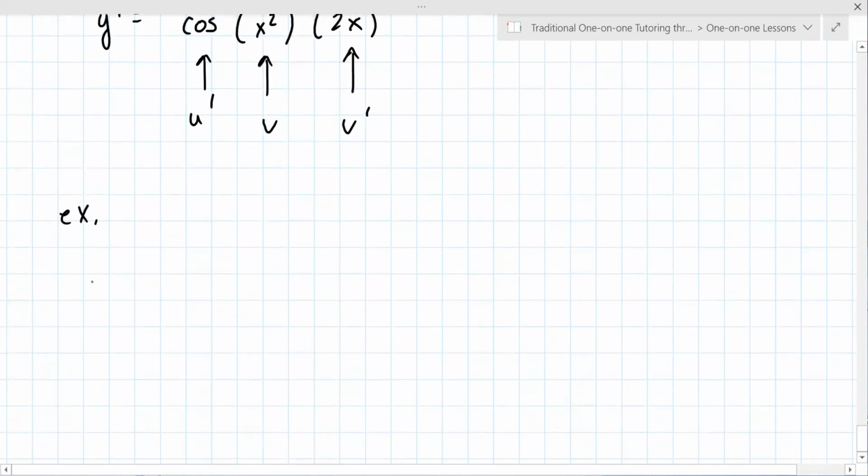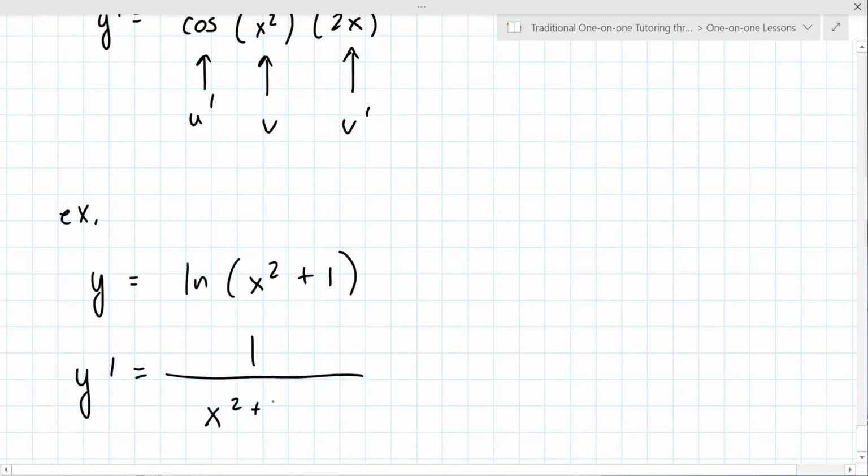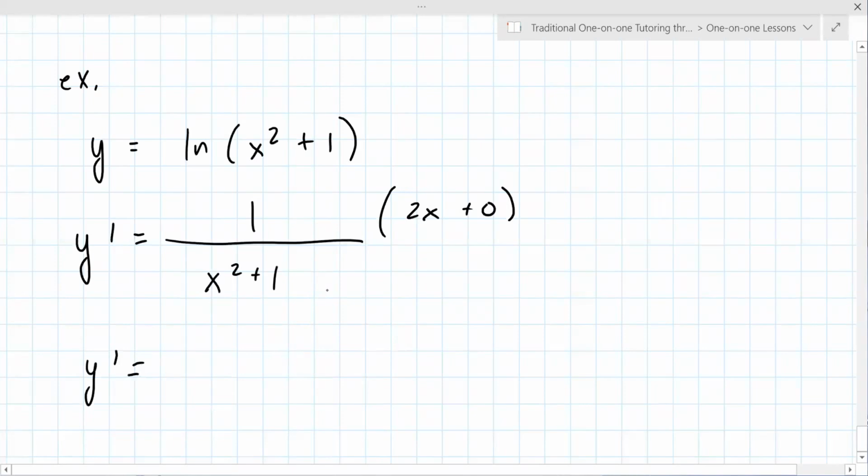Let's say it's y equals natural log of x squared plus 1. So the derivative is, what is the derivative of natural log? 1 over x. 1 over x squared plus 1. Then you keep the inside, but then you multiply by the derivative of this. Oh, wait. But you keep the inside, or no? We did, right there. Now 2x plus 0. Right. So then this simplifies to 2x over x squared plus 1.